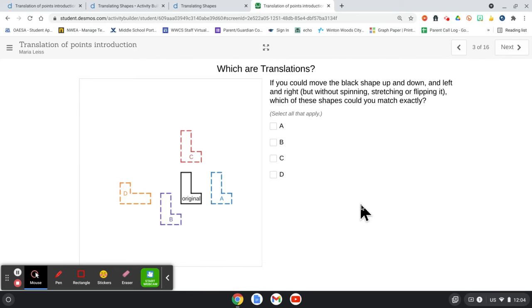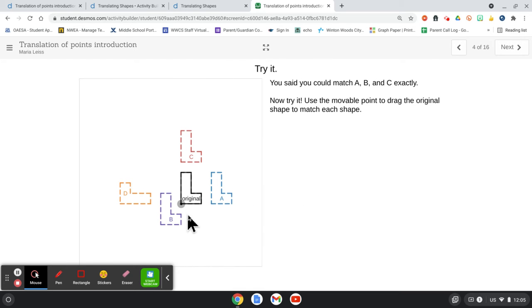Looking at slide 3 of this activity, if we could move the black shape up, down, left, and right, which ones would it sit on? If you look, you'll probably notice that A, B, and C look very, very close to the same exact way that the original black one looks. But if you look over at D, it looks like it got tipped over. It's sitting sideways.